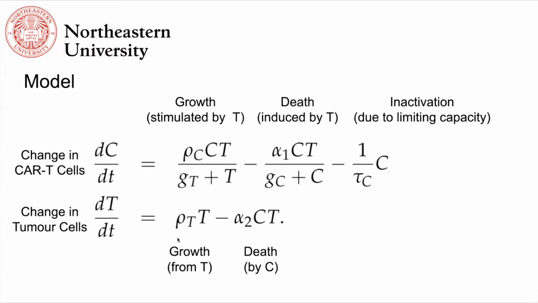Down below, the first term for tumor cells is the growth of the tumor cells, and the second term is the death of tumor cells caused by the CAR T cells. The authors only used in silico simulations, but they provide some fundamental insights into the system.